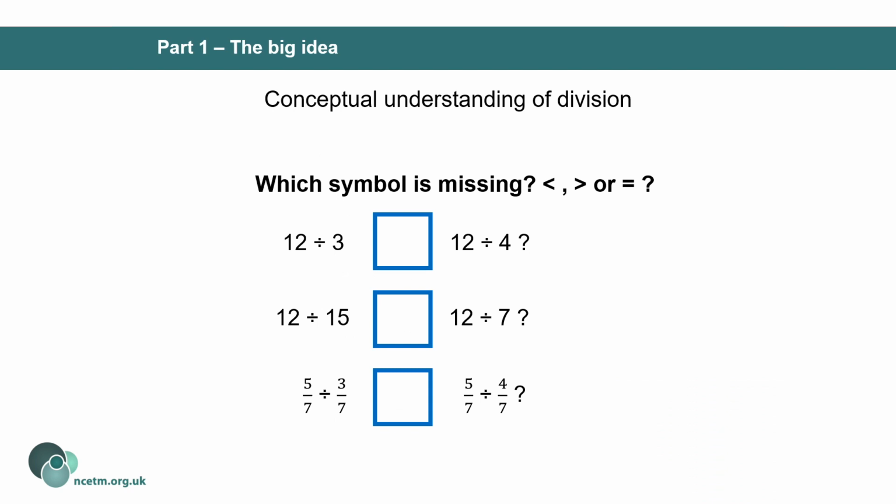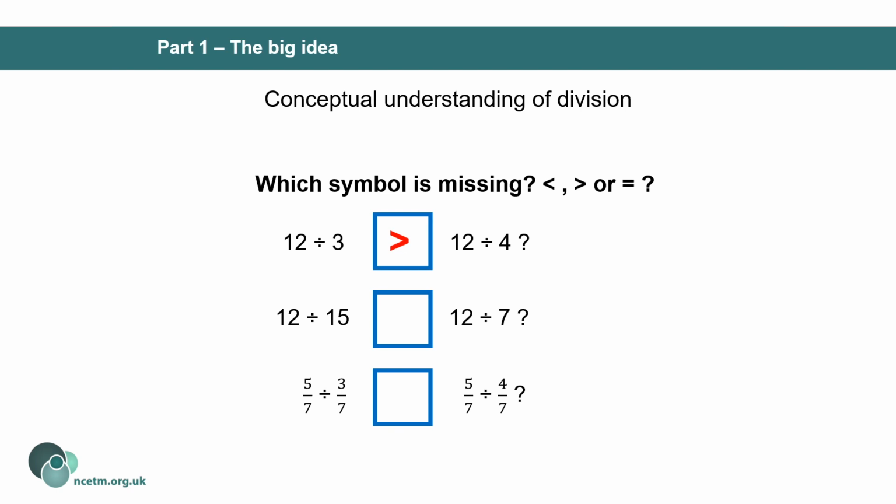To further embed this idea, you might want to present a problem similar to this one. So again, just introducing a little bit of reasoning. What we want students to latch onto again is the fact that if we increase the divisor, then the quotient will decrease. So in the first example, on the left we have 12 divided by 3, and on the right we have 12 divided by 4. So the calculation on the right, because the divisor is larger, means that this value is going to be smaller. So therefore that would be the correct symbol to complete this statement.